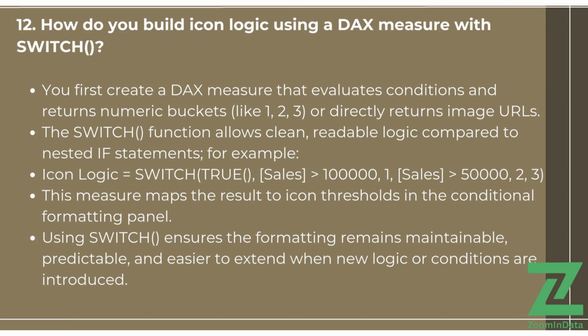For example, icon logic is equal to switch, true, sales is greater than 100,000, 1, sales is greater than 50,000, 2, 3. This measure maps the result to icon thresholds in the conditional formatting panel. Using switch ensures the formatting remains maintainable, predictable, and easier to extend when new logic or conditions are introduced.